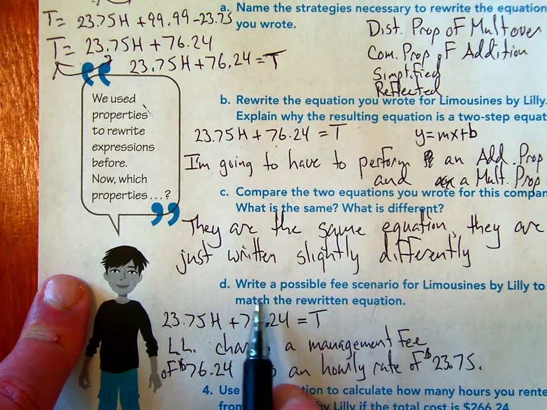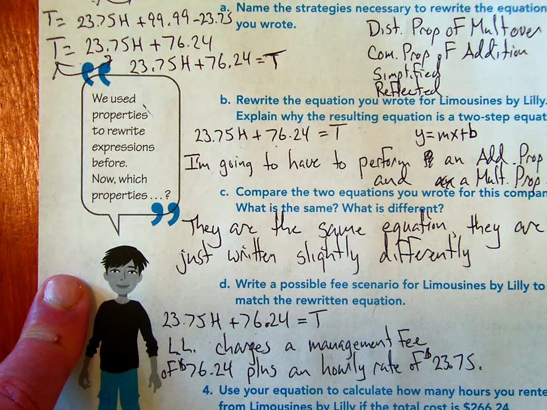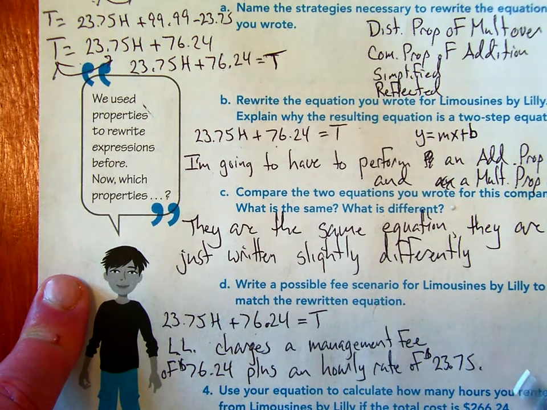And then we're going to use this equation to calculate how many hours you rented for if your bill was $266.24. So again, the equation is 23.75 times the number of hours plus 76.24 as a management fee or booking fee. And if your total bill was $266.24, we want to solve for H. So somewhere down below, we want H equals some number of hours.